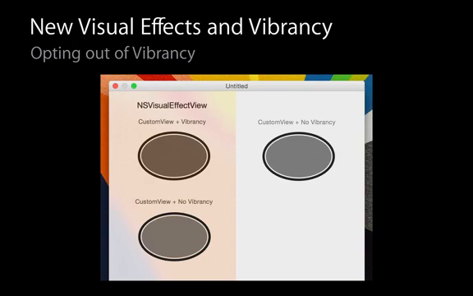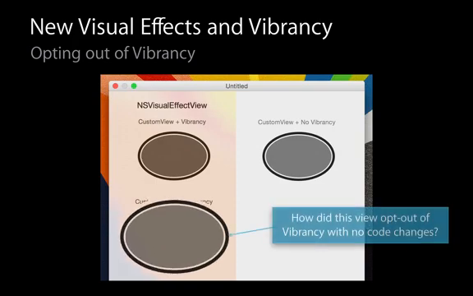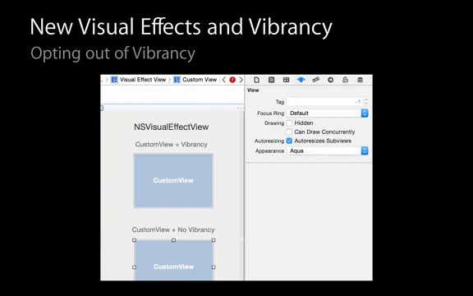Now, one of the things to note in this view, at that bottom, there is one of these custom views that's not drawing vibrantly. So how did it opt out of vibrancy, and what did it do? It's very simple. All that view is doing, and this is just done inside of Interface Builder, you could do it in code, is I have it selected, and I go ahead and set the appearance back to aqua, and so it no longer meets the criteria of being a vibrant control, and it won't draw vibrantly.